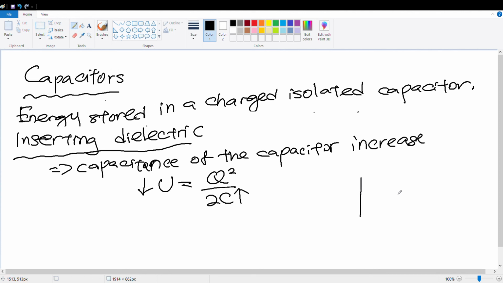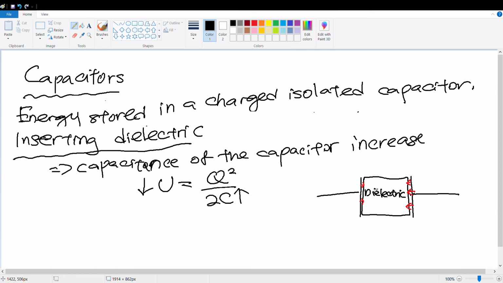Assume that this is my capacitor, and assume that the dielectric fills the space between the two plates. So this will be my dielectric. In this case, there is an attractive force between the dielectric and the two plates. This attractive force is used to pull the dielectric to these two plates.